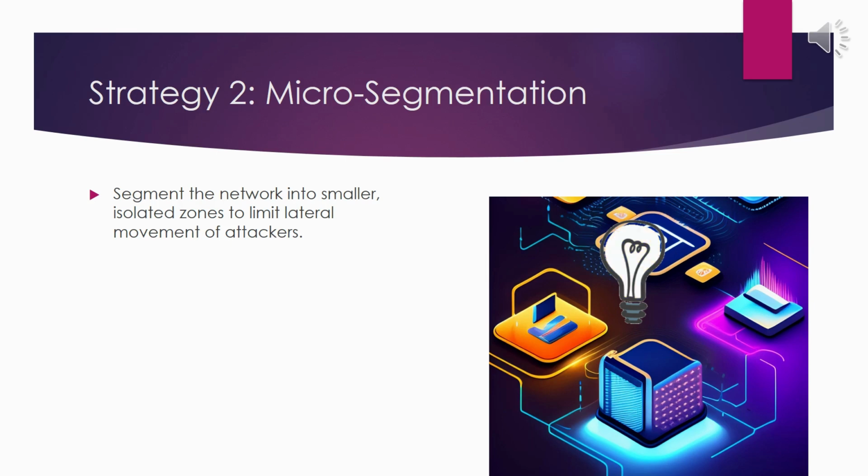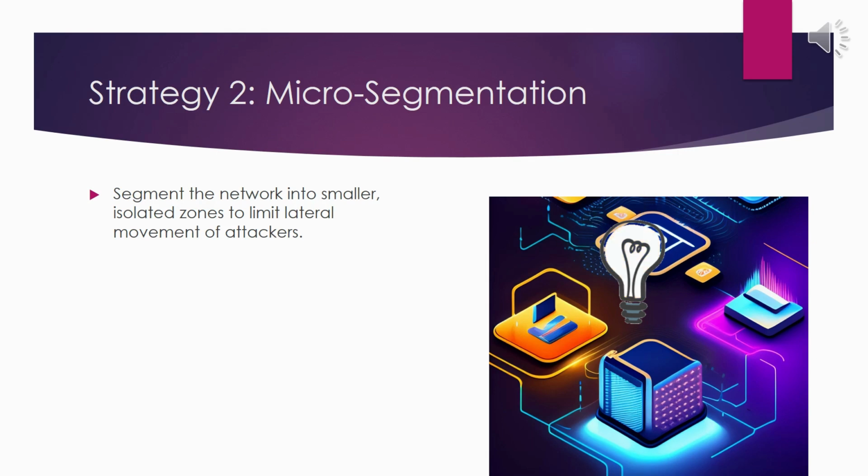Granular access controls. Access controls are implemented at a granular level, restricting communication between segments to only what is necessary for legitimate business purposes. 3. Zero trust networking. Microsegmentation enforces the zero trust model by assuming that threats can exist within the network. It limits lateral movement, even if an attacker gains access to one segment.